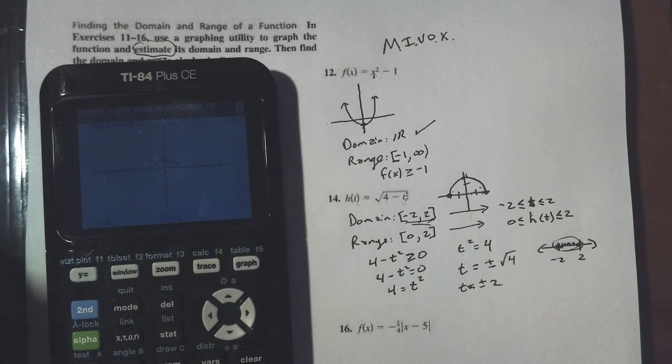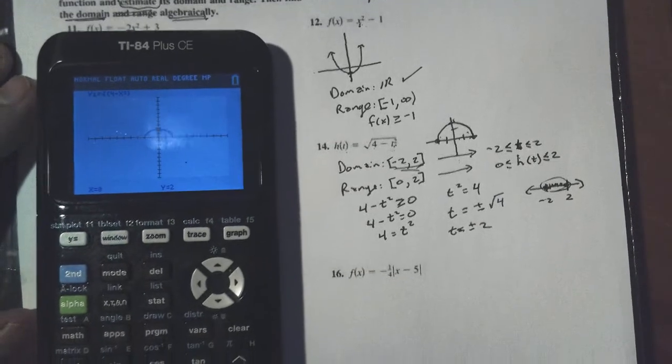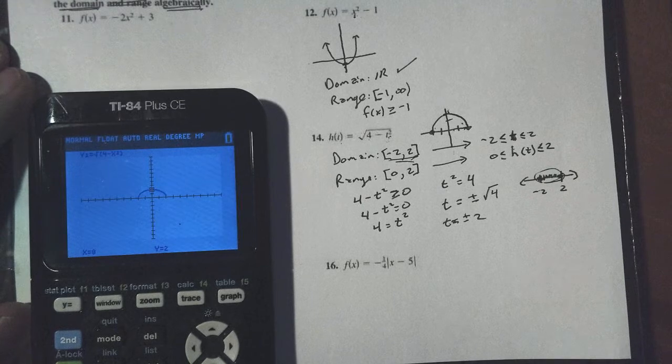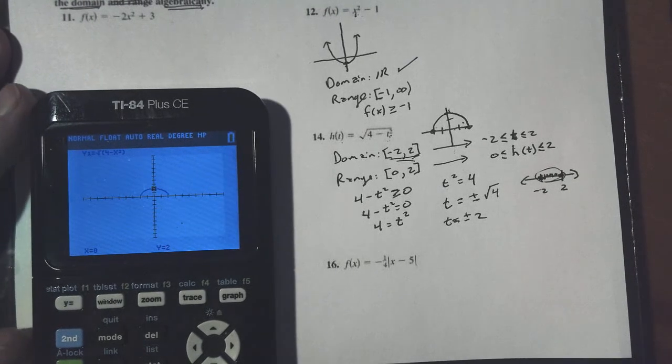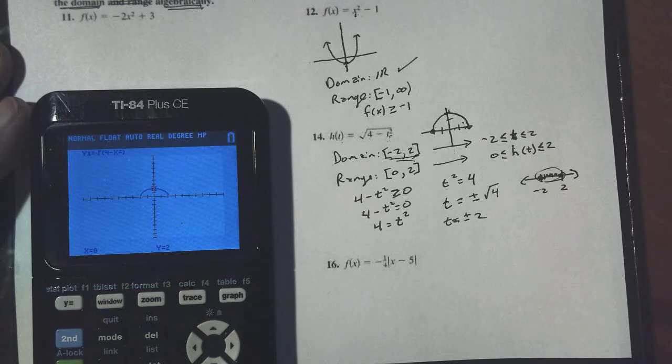Okay, one more here, number 16. This would be where I'd probably toss out a Jolly Rancher for the first person who got this one right. I'm looking at number 16. What is the MIVOX?